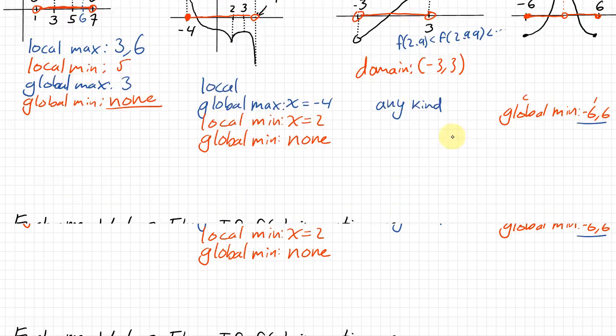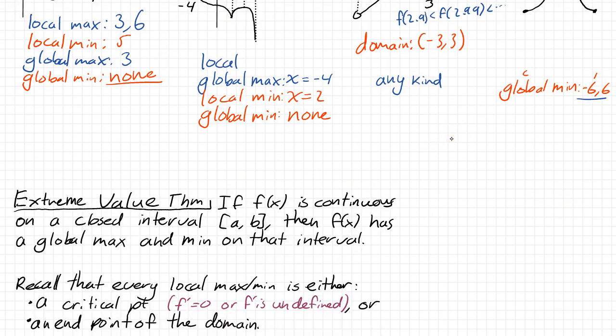So there are some theorems about this. One is actually an important theorem in calculus, and hopefully it makes sense. This is saying that if f of x is continuous on a closed interval from a to b, then f of x has a global maximum and a global minimum on that interval.